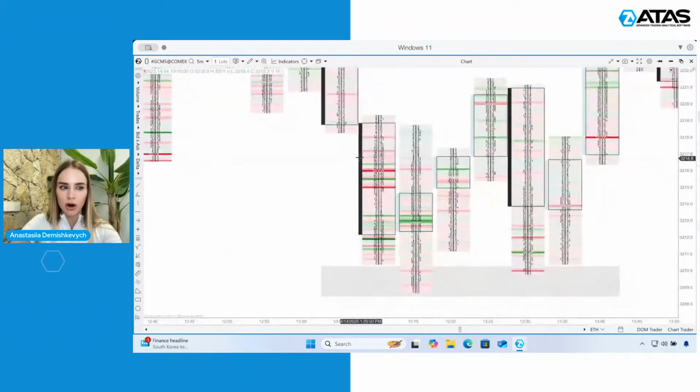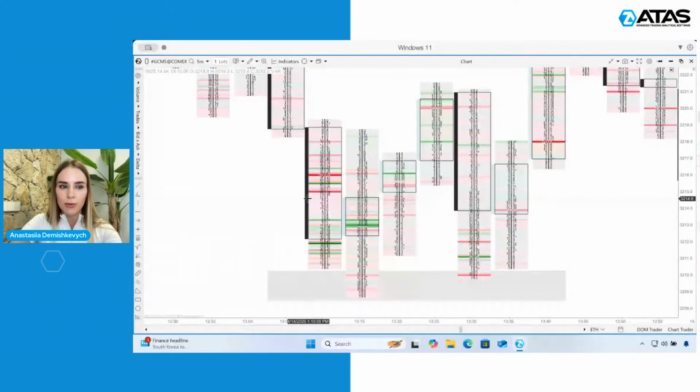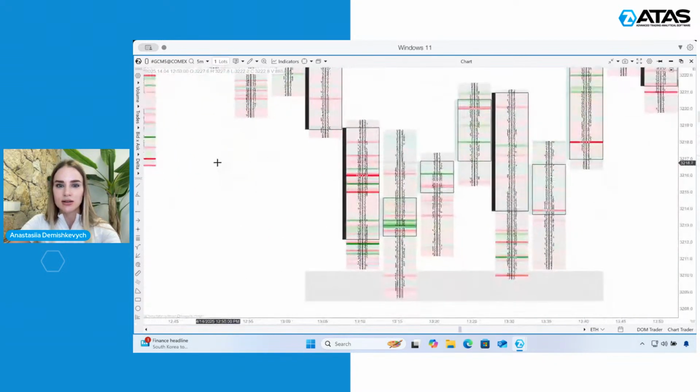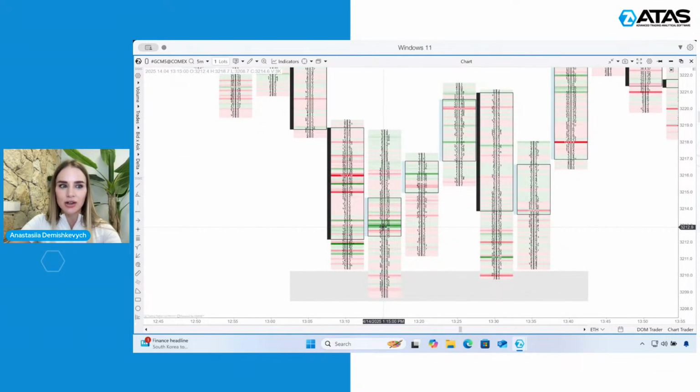On the footprint chart, it usually shows up as a color shift in delta from red to green, or from green to red if we are looking at the opposite example. So, for example, a series of aggressive red clusters appears in the previous candles, right? And all of a sudden, you can see bright green positive delta popping up, a strong signal that aggressive buyers are taking over and pushing the price higher.